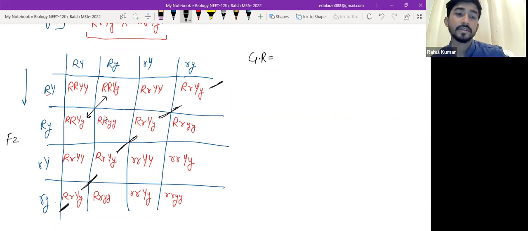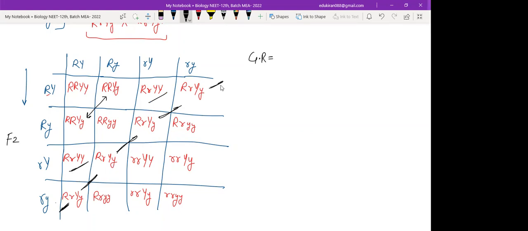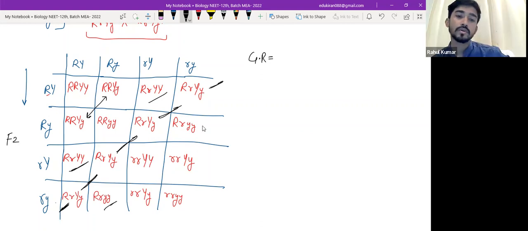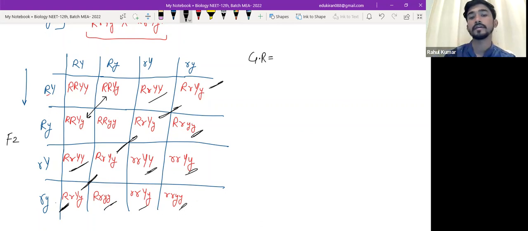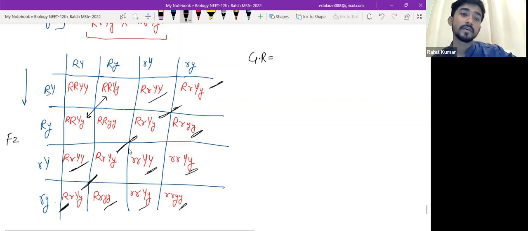But this is different, no? Capital R, small y is different. And then these two are same, right? These two are same. Do you understand? Then these four are same. Similarly, these two are same. This is unique. These two are same, and this is unique, right? So there's a diagonal relationship here. Can you all figure out?